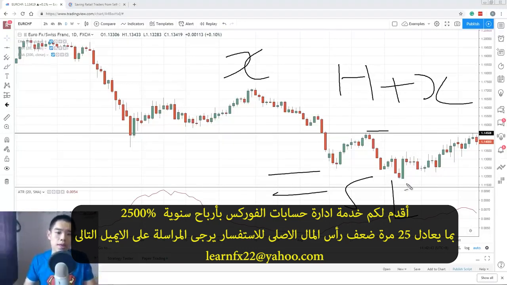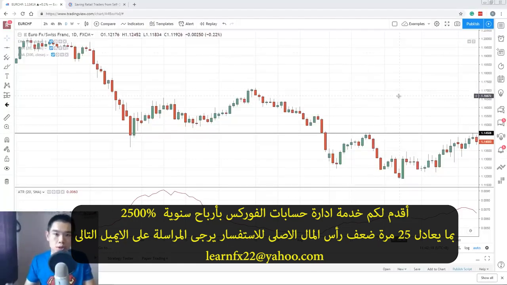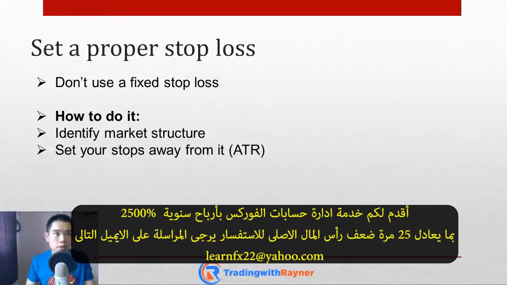spikes up and down. This example is using 1 ATR, but if you want to be more conservative, you can use 2x, so basically 2 times the ATR. So your stop loss will be wider, but at the same time, you can swallow a deeper spike. The downside is that your position size will be smaller, so this means that your risk to reward ratio might not be as favorable. All right, so this is something to bear in mind. Okay, so that's how you set a proper stop loss.